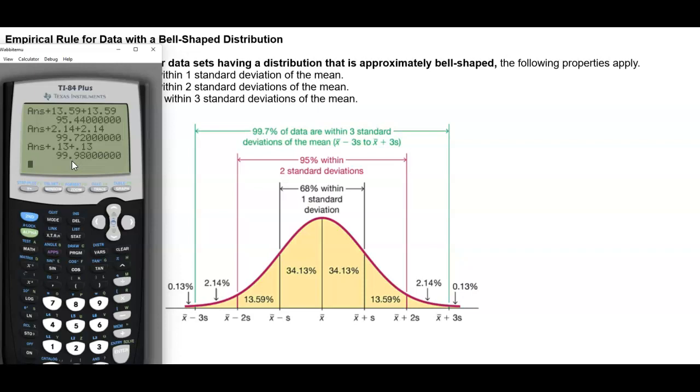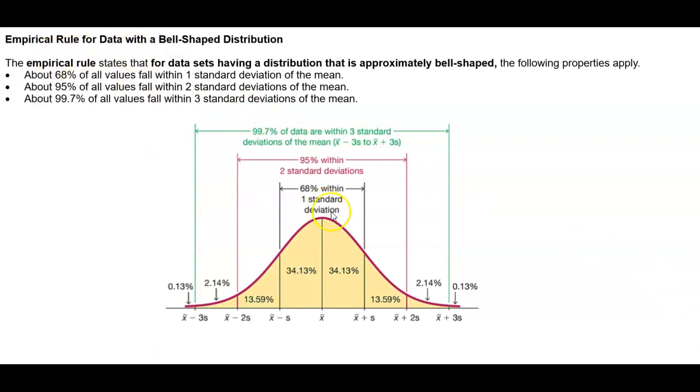That's what the entire bell curve is going to be, 100%. But we need to get familiar with this so we understand the empirical rule. Now remember, this represents the empirical rule only for a bell curve distribution.